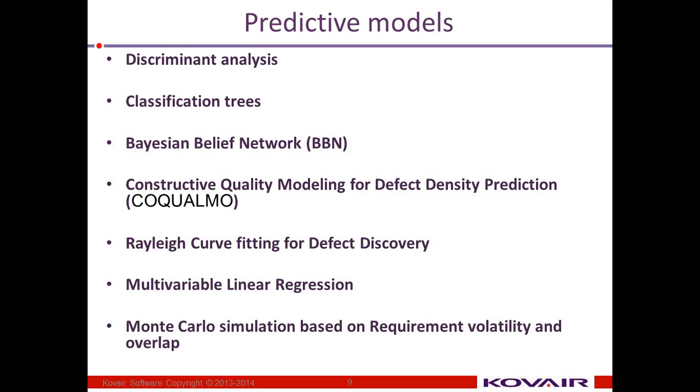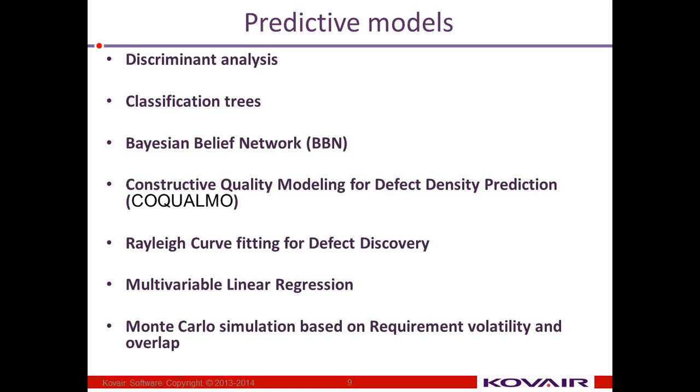Bayesian belief network, or popularly known as BBN, is also a probabilistic model. Then another one is constructive quality modeling for defect density prediction. This is also used to predict the number of defects in the final product and accordingly make changes now so that it can come down.